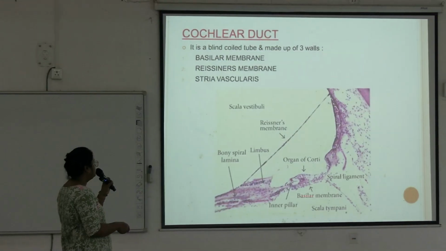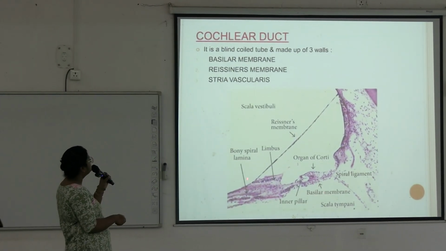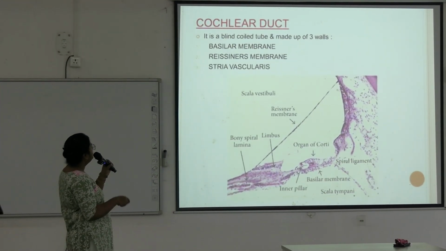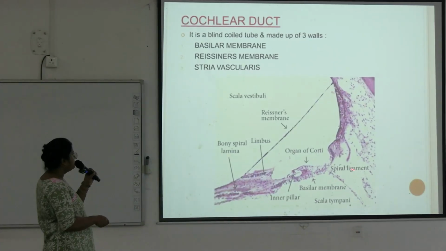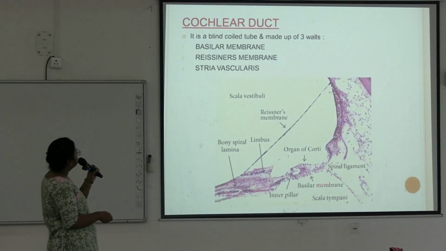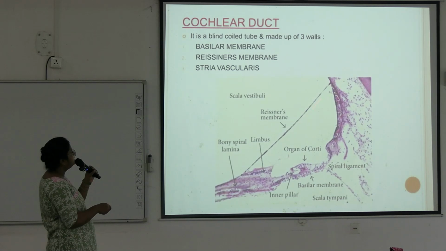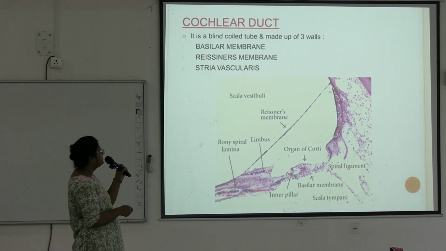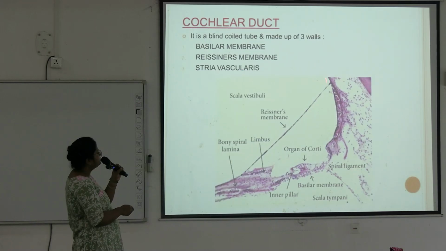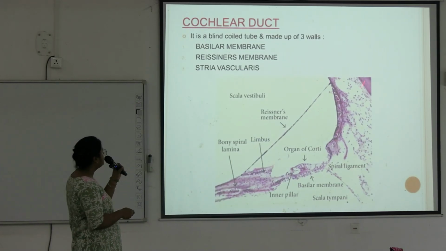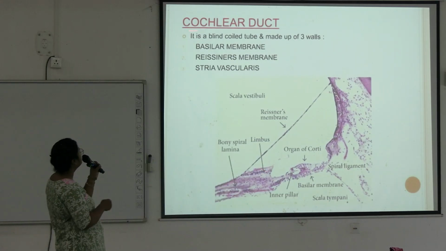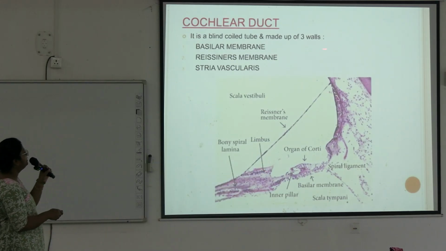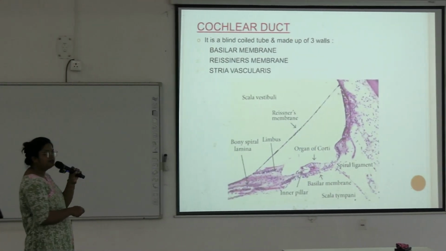See this triangular section, this is a section through the cochlear duct and you see the three walls. This is the basilar membrane, which is supporting the organ of Corti, and this is Reissner's membrane forming the roof and separating it from the scala vestibuli. And here is the stria vascularis, which helps in secretion of the endolymph. So these are the three walls of the cochlear duct. It is a blind coiled tube made up of these three walls.